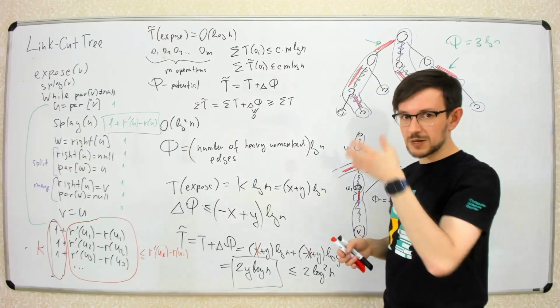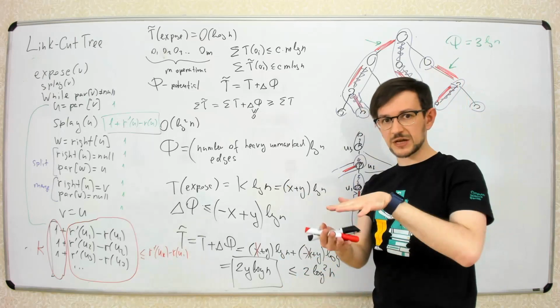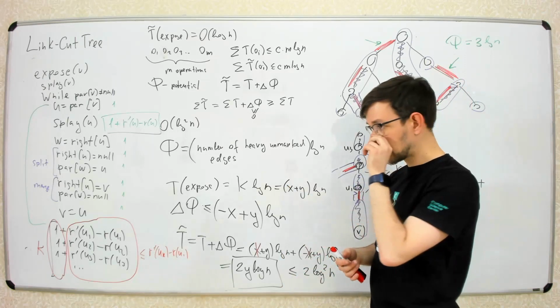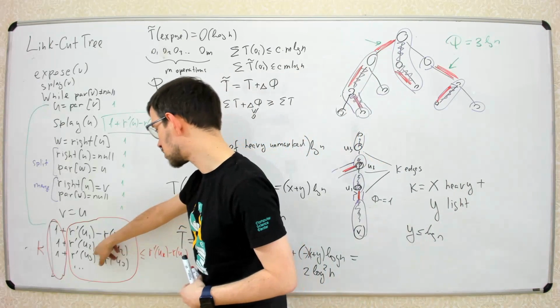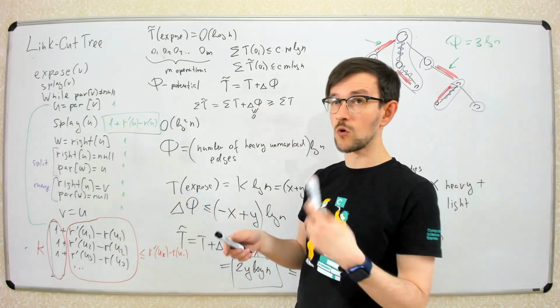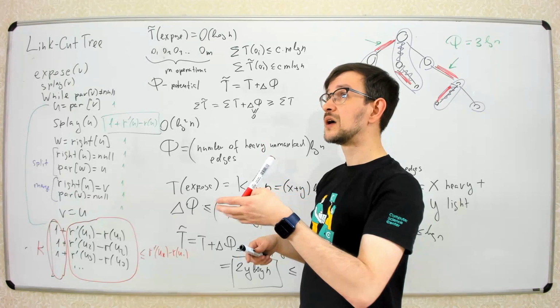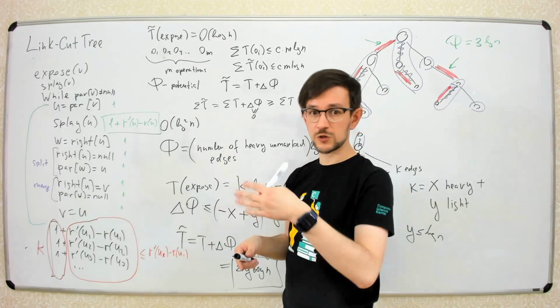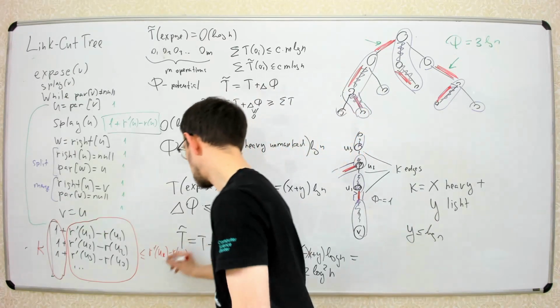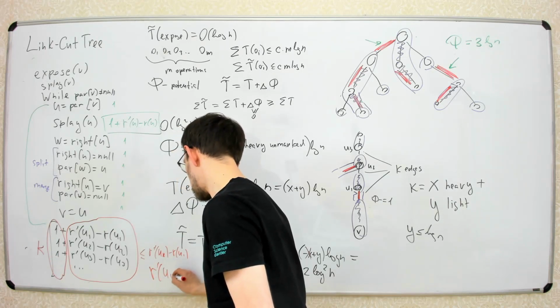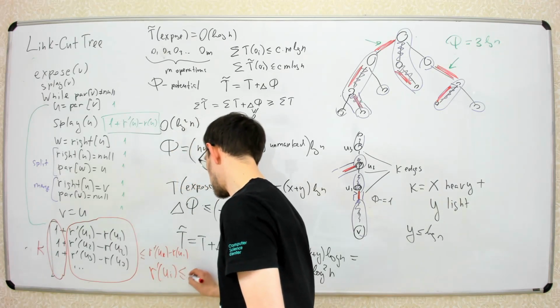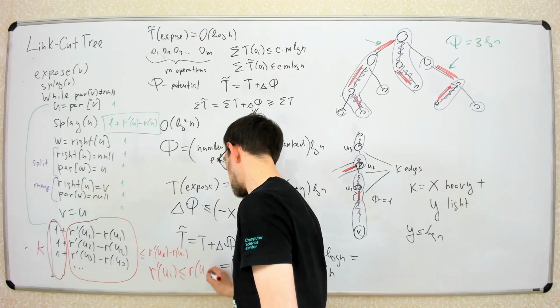It's just like a telescopic sum, so these sums stack together in one big sum. This happens because the rank of each next node is no more than the rank of the previous node, or rather the rank of the previous node is no more than the rank of the next node. New rank of u_i is no more than old rank of u_i plus 1.